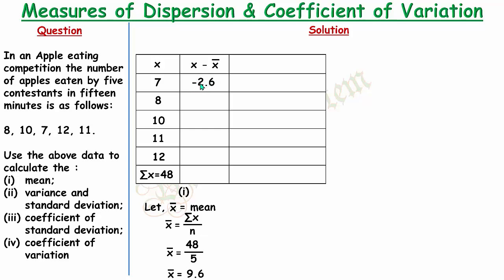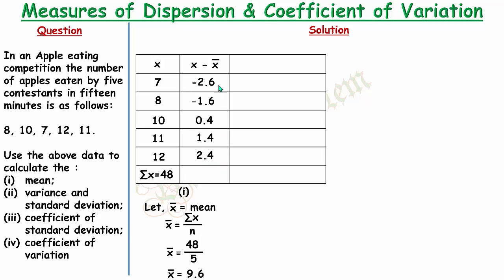You can see the first cell under the second column. So I know you're wondering how I got minus 2.6. All I did was to find the difference between 7 and 9.6. So 7 minus 9.6 equals minus 2.6. 8 minus 9.6 equals minus 1.6. 10 minus 9.6 equals 0.4. 11 minus 9.6 equals 1.4. And then 12 minus 9.6 equals 2.4.